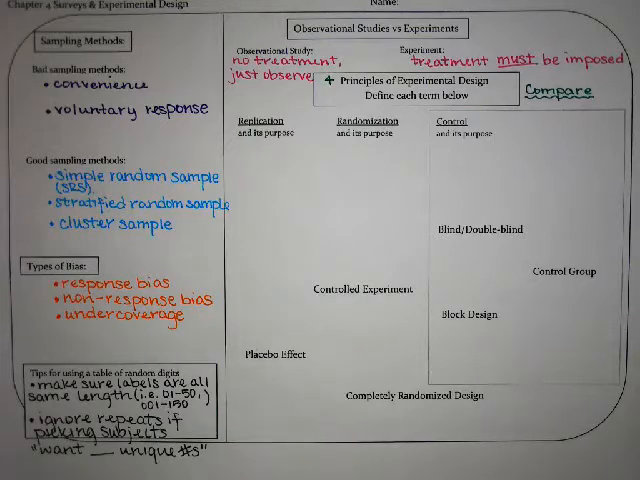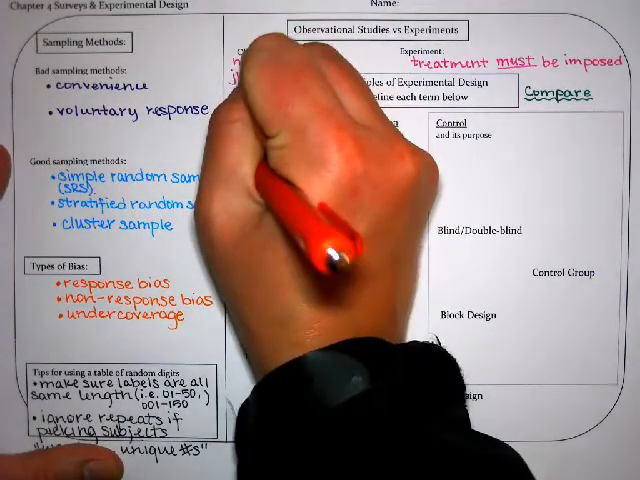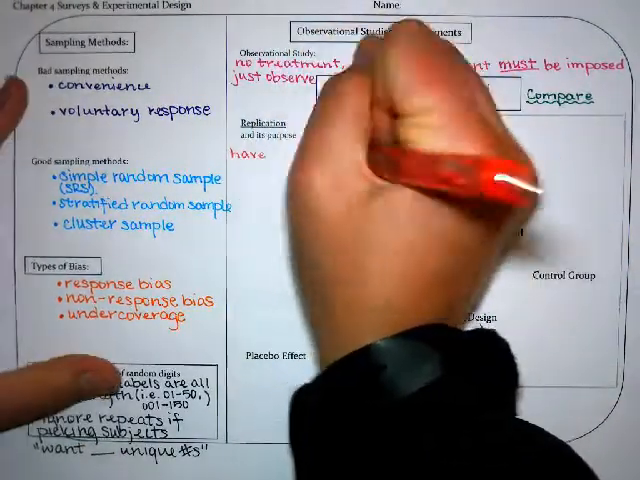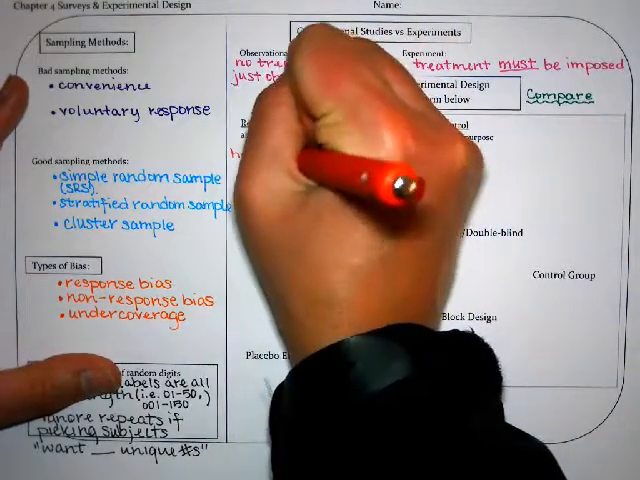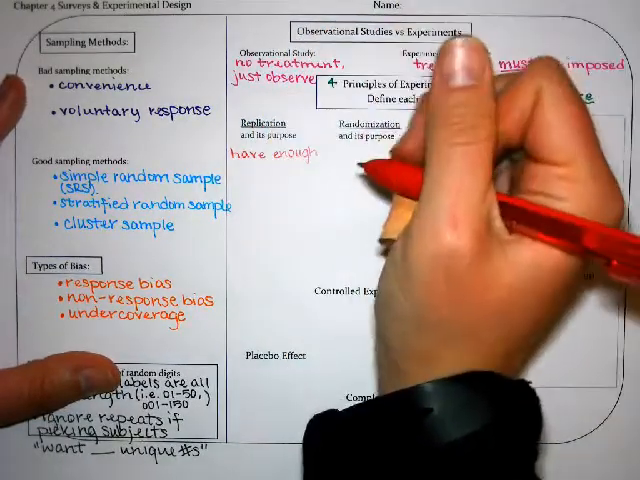So replication. Remember I told you I don't like that word. It's really telling you need big sample size. So you need to have enough subjects. I'm going to run that. Can't fit it. Enough, except for my pen dying.